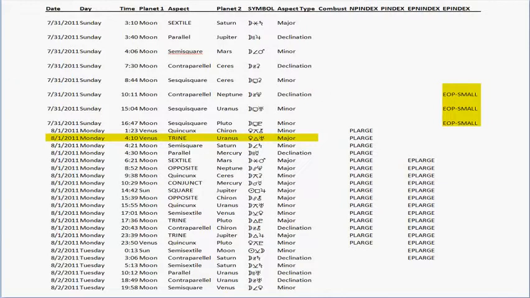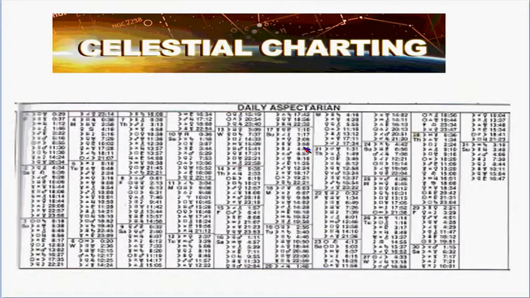And again, what I'm talking about there is, if I quickly go back to that daily aspectarian, in essence, what we used to do is go to a date like this and count how many were occurring, because on average it was about 8. And if you had less than 3 or more than 14, that was a date that you should be paying attention to.